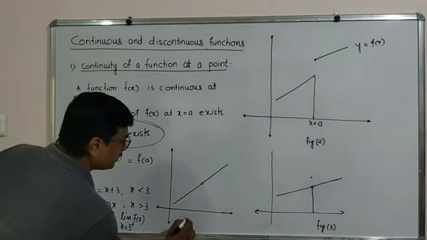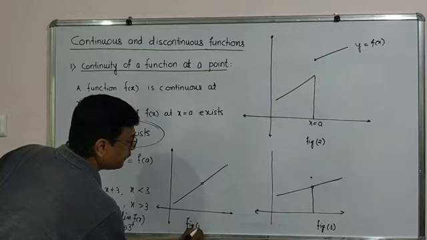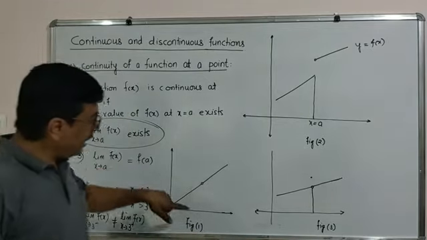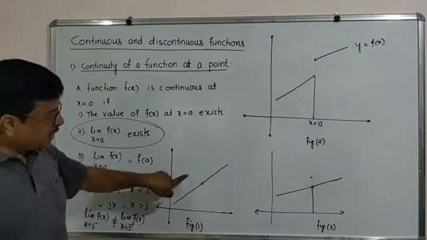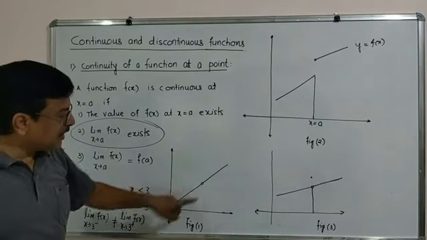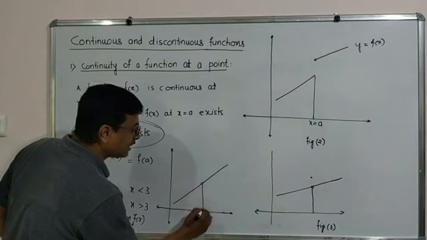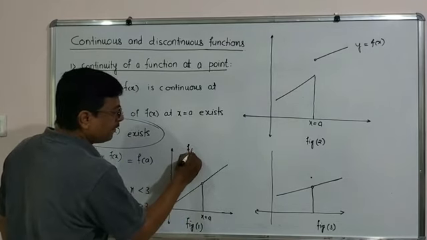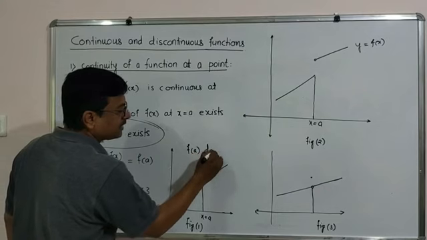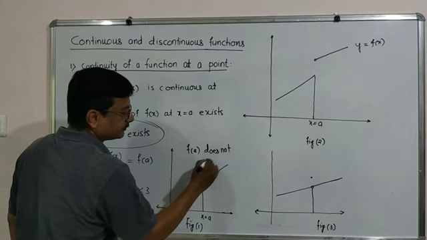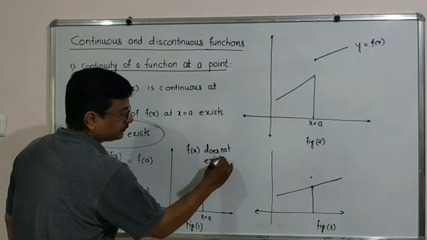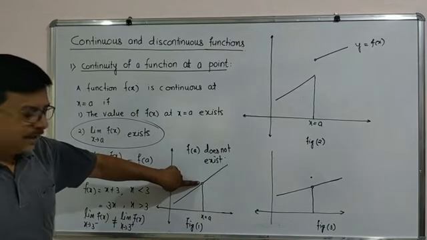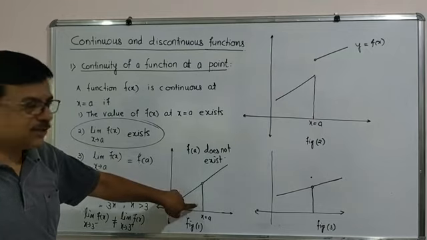Now observe these figures, figure 1, figure 2 and figure 3. In these figures, we can observe that in this function, the value of function at x is equal to a does not exist. Here in this figure, f of a does not exist. Look at this, there is a hole in the figure. It means the value of the function does not exist.